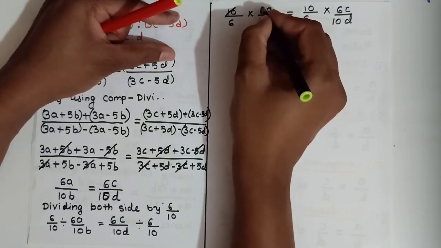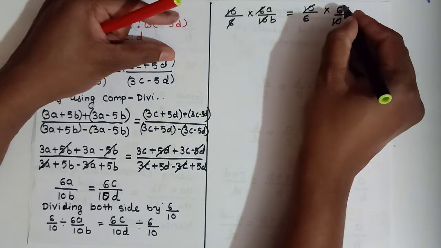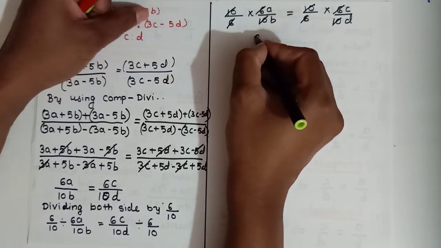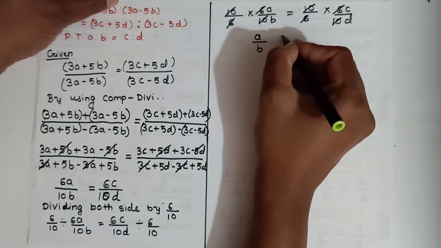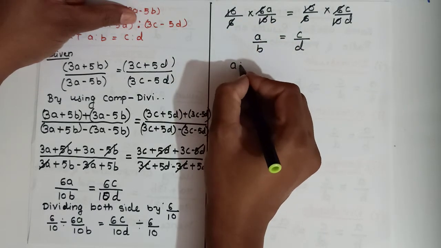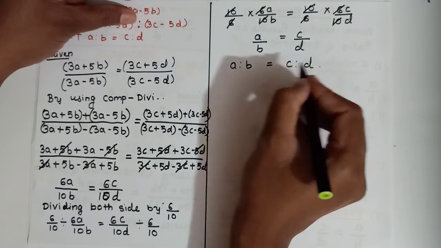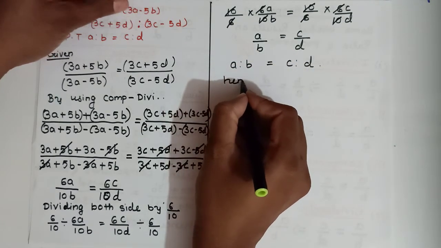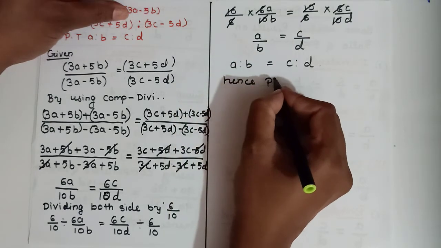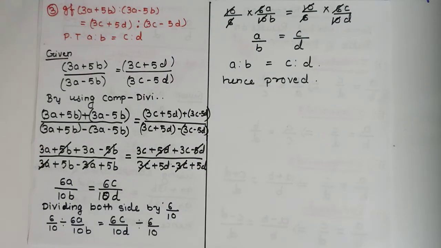So here 10 and 10 cancel, and here 6 and 6 cancel. Here 10 and 10 cancel, and here 6 and 6 cancel. So what are we getting? A upon B equals C upon D. It means what? A is to B equals C is to D. Hence proved.